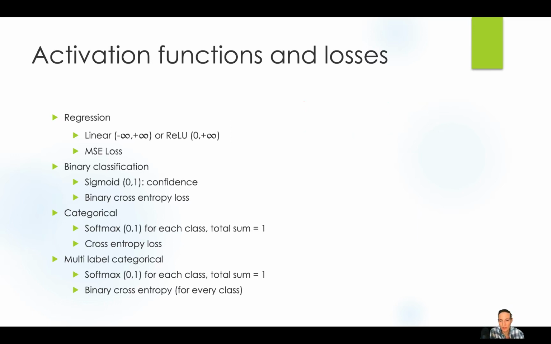When we're doing something called multi-label classification, that means we can have more than one output label for each example. In this case, we use softmax for each class, still with the total sum to be 1, but for our loss function, we can use binary cross-entropy loss for every class.